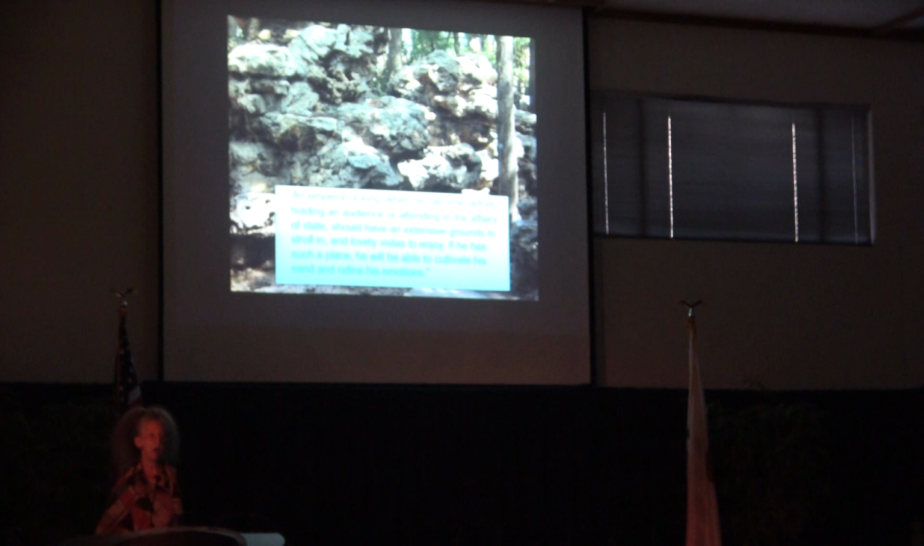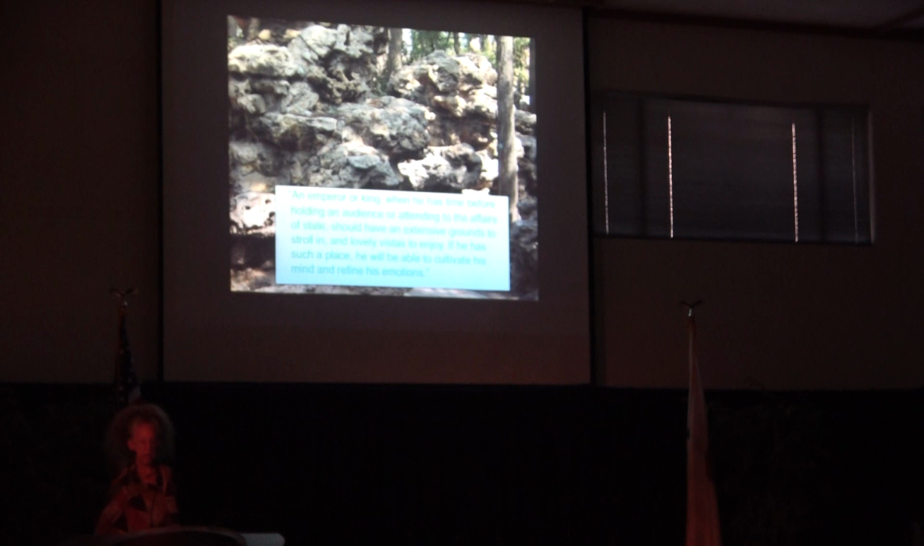And the Qianlong Emperor once said, an emperor or king, when he has time before holding an audience or attending to the affairs of state, should have extensive grounds to stroll in and lovely vistas to enjoy. If he has such a place, he'll be able to cultivate his mind and refine his emotions. So the gardens that the Qianlong Emperor created, and this was not the first one, were really there for him to be alone and, as he says, cultivate his mind.